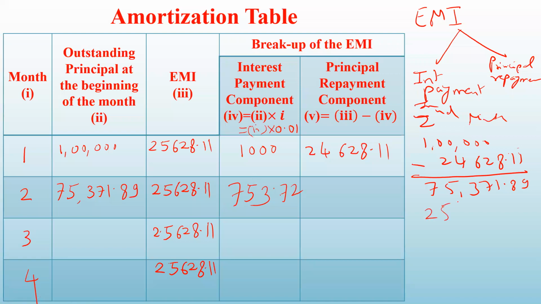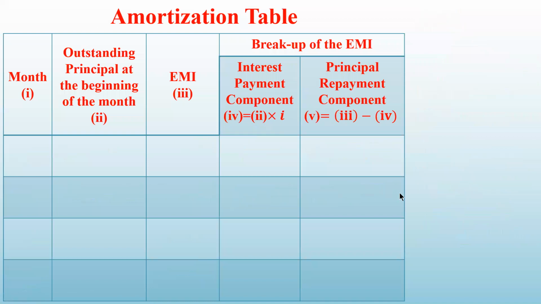So what is remaining? 25,628.11 minus 753.72. This much is remaining. That is third column minus fourth column. So this is the third column minus the fourth column. So that will give you 24,874.39. Okay.